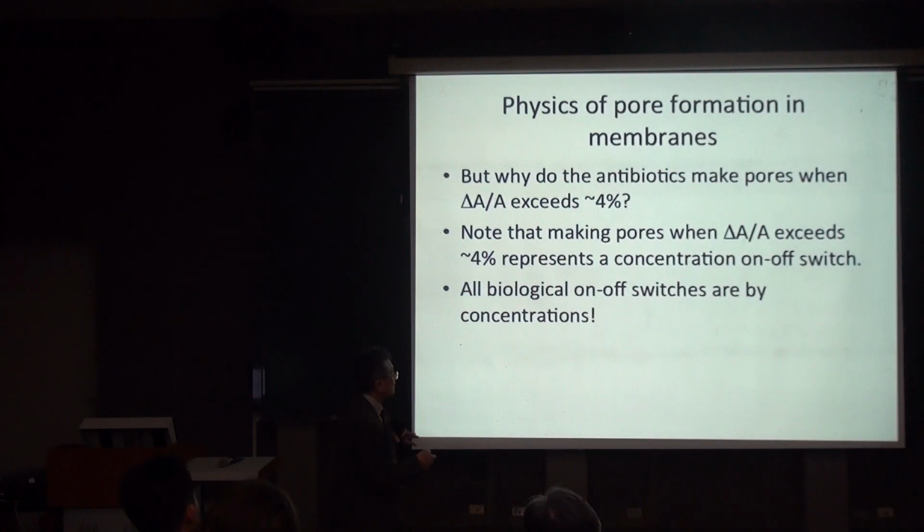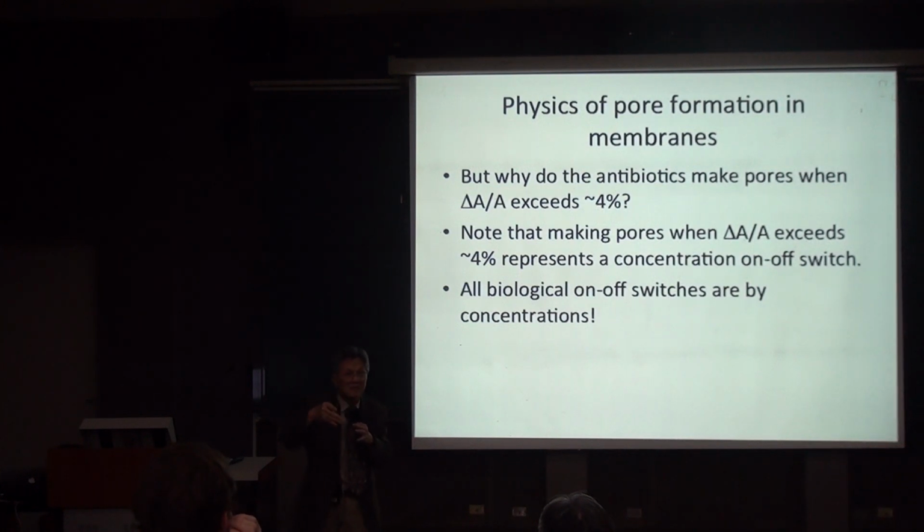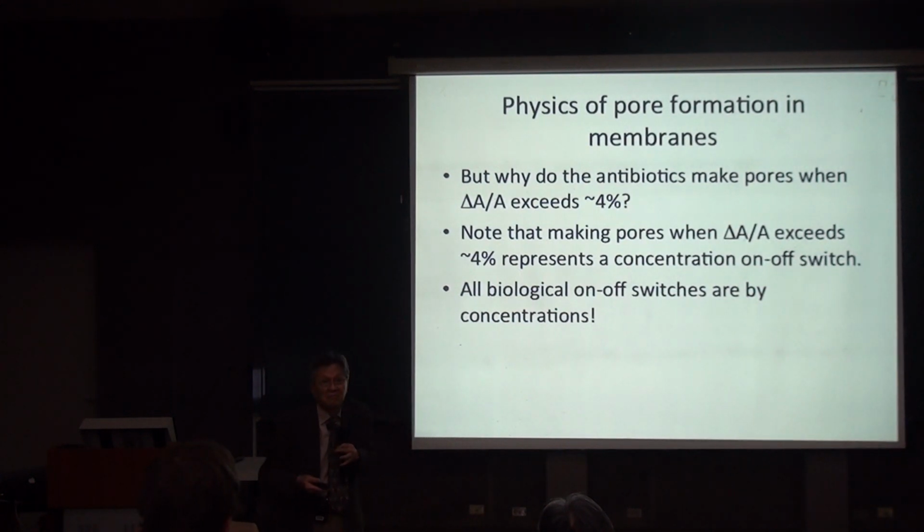So this antibiotic has a concentration switch. 4% area expansion means something like one antibiotic for every, say, about 20 lipid molecules. A certain concentration produces 4% expansion. Okay? So the question is, how so? What is the physics?